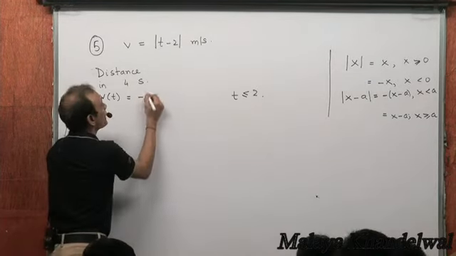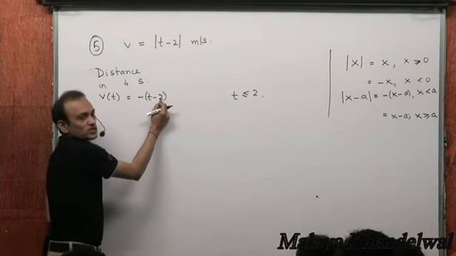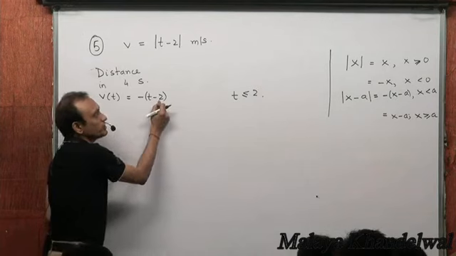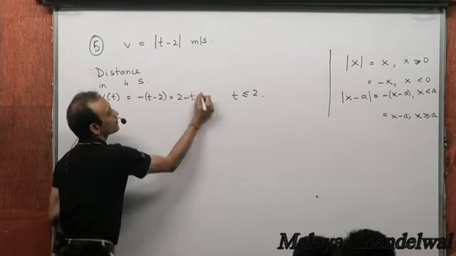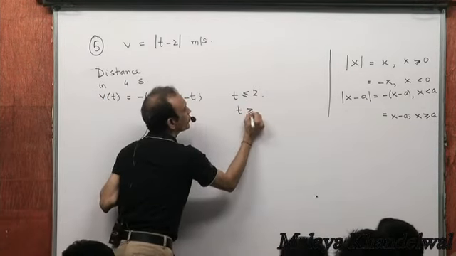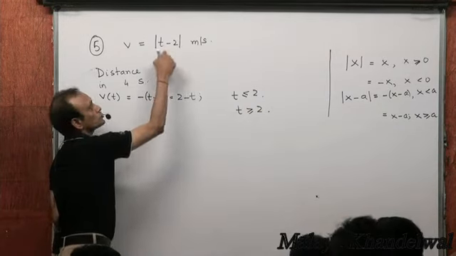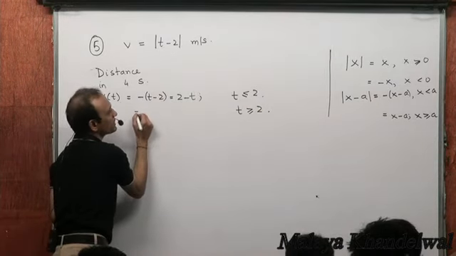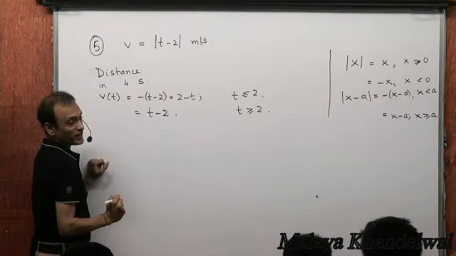So then it will be minus of t minus 2 when t is less than 2, because t minus 2 is negative, but minus of t minus 2 will be positive. So this is 2 minus t. Yes or no? For t greater than or equal to 2, t minus 2 is a positive number. So the output of a positive number is the number itself. Yes or no?